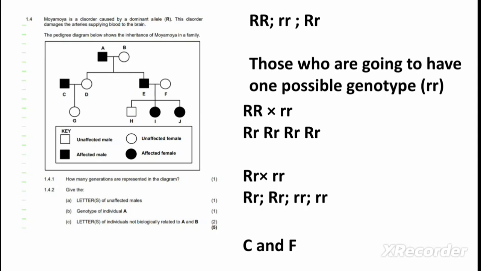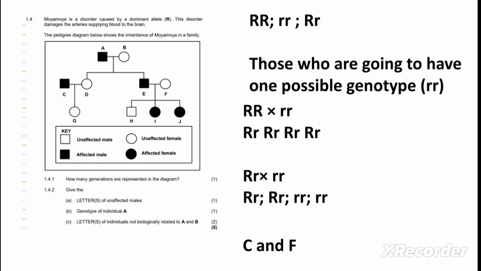We already know that males are the squares, the females are the circles. We already know how to count the numbers of generations. A and B is the first generation, C, D, E, F, second generation, G, H, I, J, that is the third generation. So we have 3 generations.